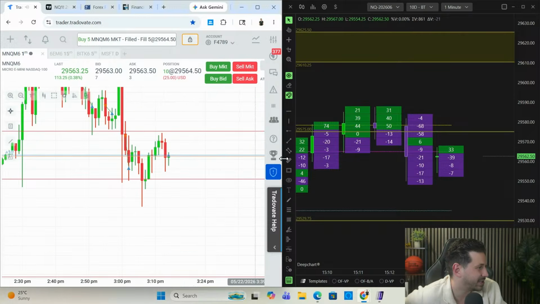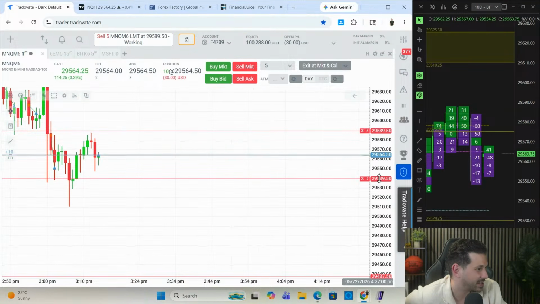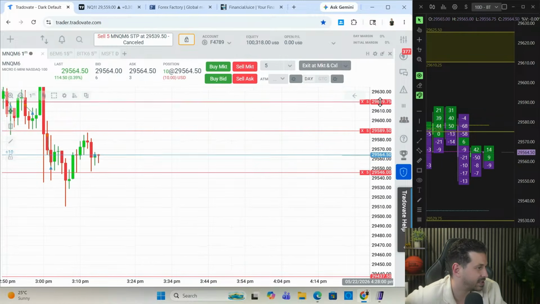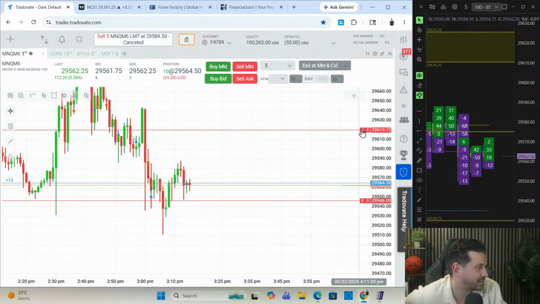Okay, this bracket order thing. How do I change? Oh, here we go. All right, I want to get just below that wick. Oh shit! What have I done? Why is it duplicated? Okay, that's fine. I mean, take profit, I don't really care.